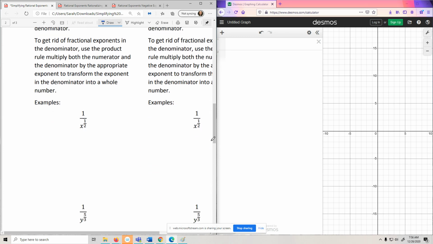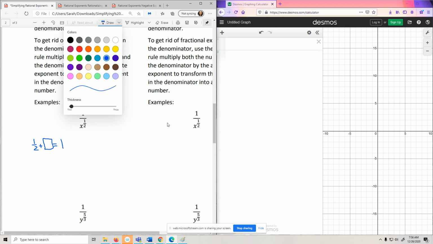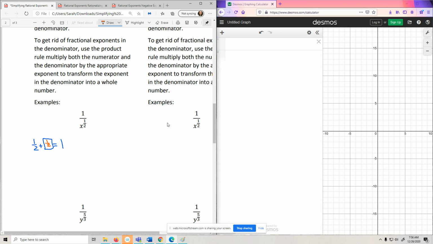So the way we get rid of a fraction exponent in the denominator is we're going to use our product rule. We want to take whatever number is in the fraction here and get it up to the nearest whole number. So what we're thinking is, what number do I need to add to 1/2 in order to get it to a whole number? Well, 1/2 is closest to the whole number 1. What do I have to add to 1/2 to get to 1? I add another 1/2.